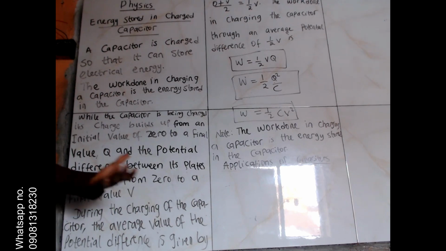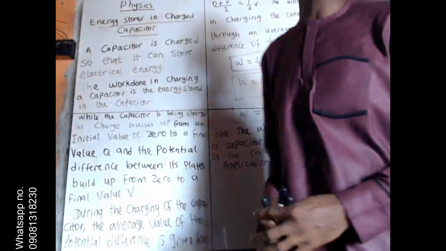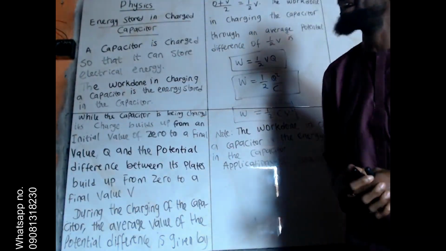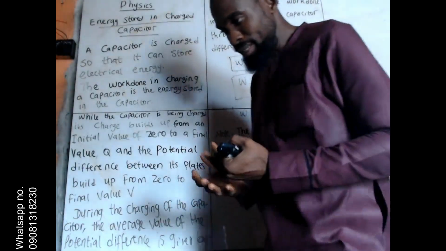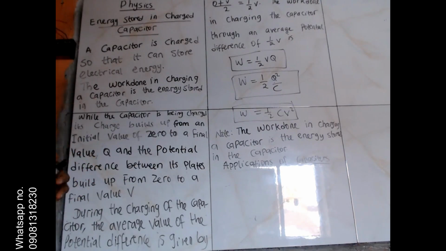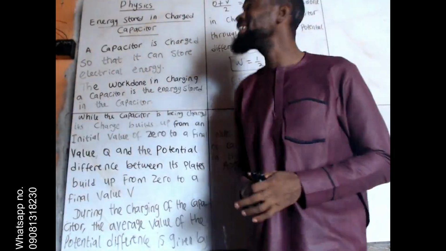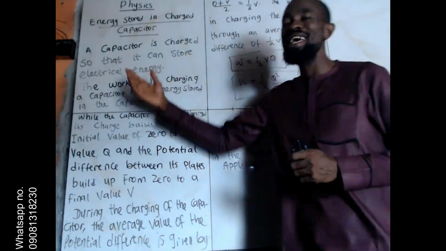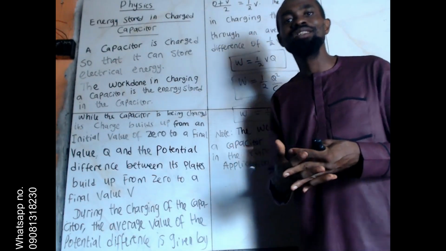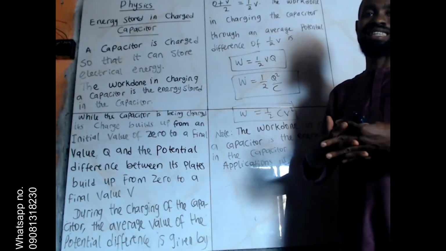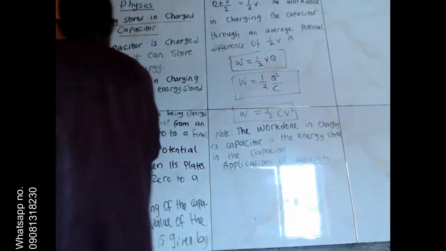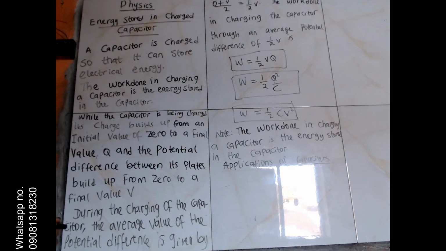Now we want to talk more on energy stored in a charged capacitor. Let's deliberate a little bit on it. Now a capacitor is charged so that it can store what? It can store electrical energy. From the definition, a capacitor is a device that stores energy. So when it is charged, what is it storing? It is storing electrical energy.